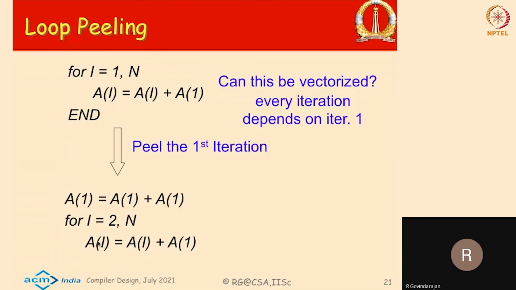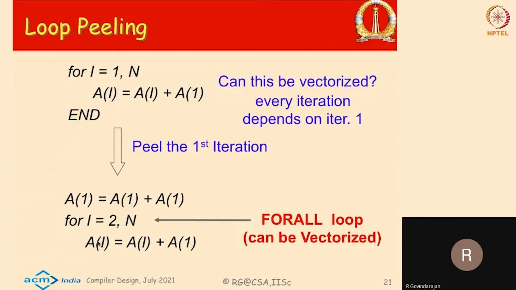This is what is called loop peeling. You can either peel the first iteration or you can peel the last iteration. You will peel the last iteration when you have array elements involving A of n. So this is a simple loop transformation which allows you to parallelize this loop. When you can do this, you can actually vectorize the loop, and make the for loop a forall loop.